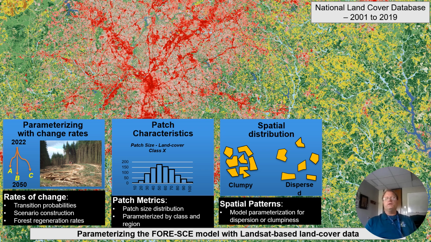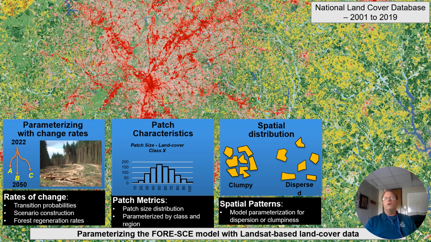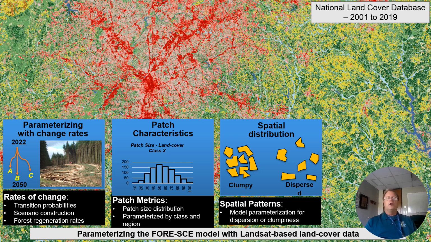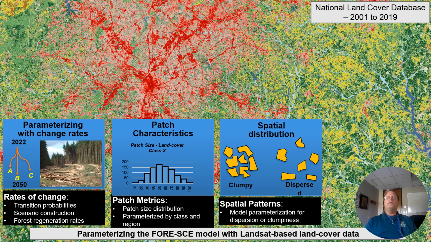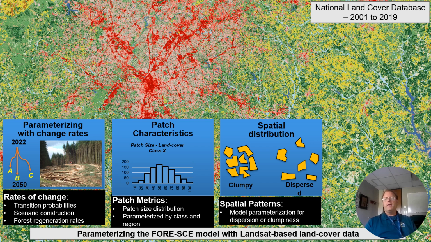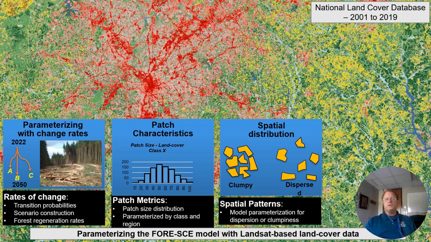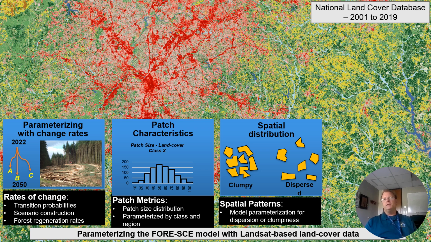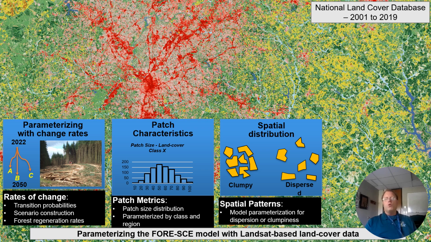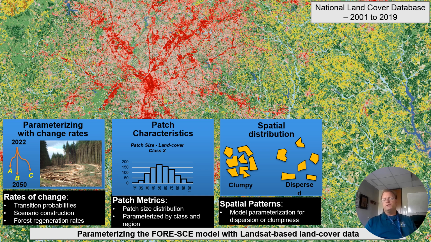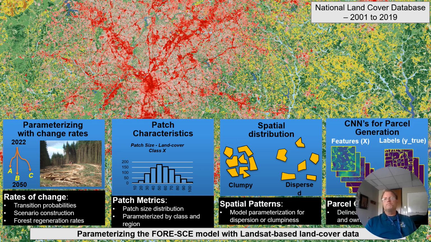The spatial distribution. Some land cover types tend to occur in a clumped fashion, and urbanization is one example. While other land cover types, for example forest disturbance and cutting, could be more spatially dispersed. We can quantify that from remote sensing data and use that to parameterize the model.